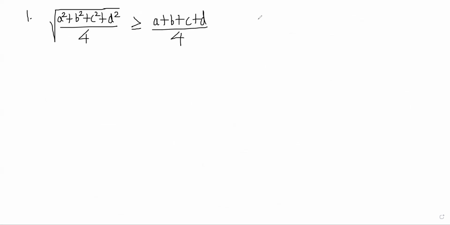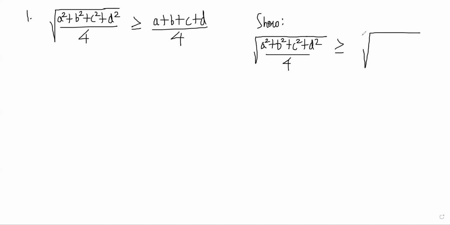And what we have to show is that the square root of (a square plus b square plus c square plus d square) by 4 is greater than or equal to the cube root of (abc plus bcd plus cda plus dab) whole divided by 4. That is what we need to show.